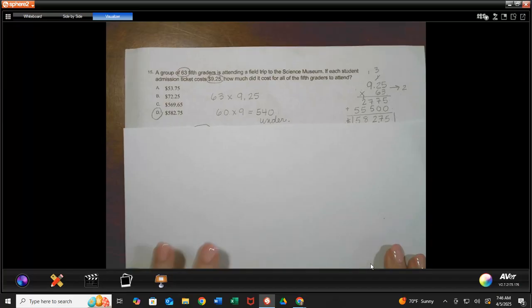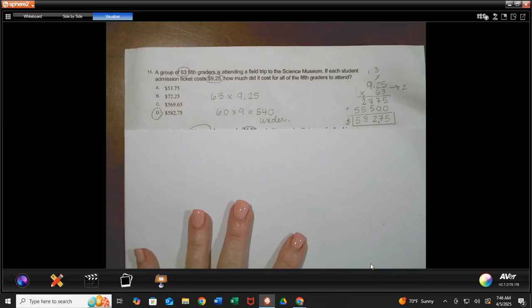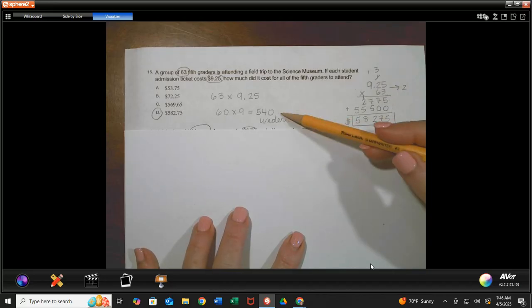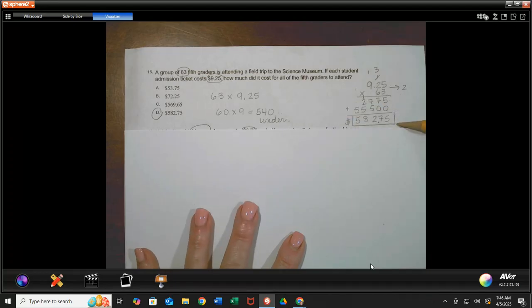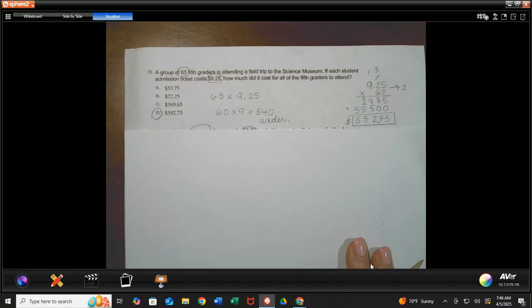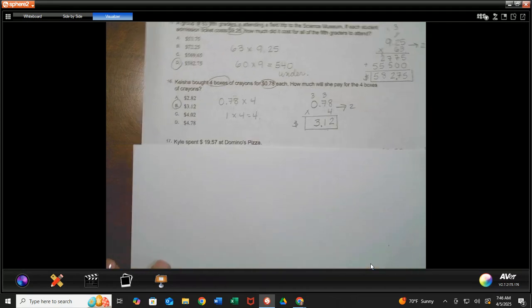I get a quick underestimate of 540, both my factors rounded down. When I multiplied 925 times 63, you can check your partial products against mine. I get 58275. I can either use the underestimate and number sense to place the decimal, or I can count the 2 decimal digits behind the decimal point in only one of the factors and put it in my answer. And the answer should be $582.75, D. All right, number 16.